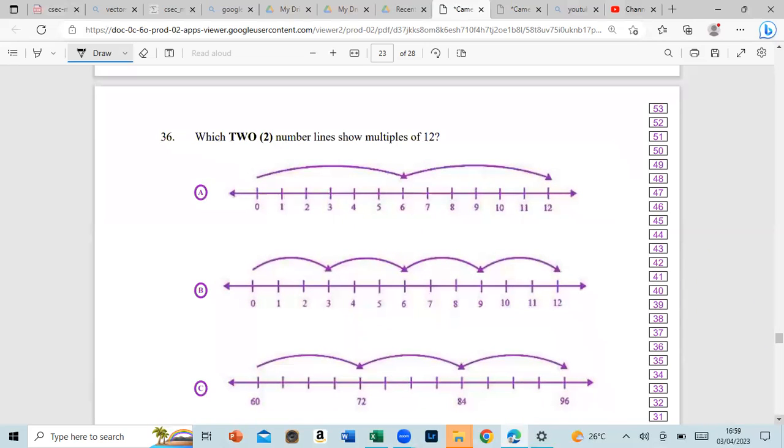He says, which two number lines show multiples of 12? All right, so it's a number line. So multiples of 12.